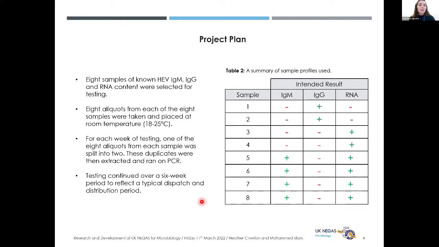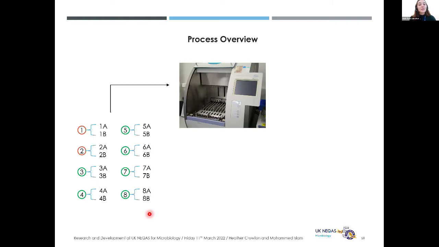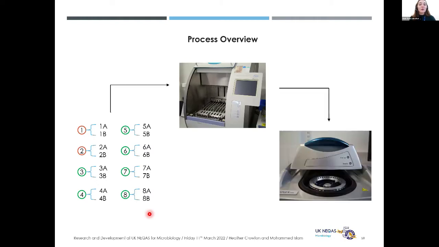So this 6 weeks encompasses the amount of time it takes us to dispense the samples, the amount of time it takes us to pack these samples ready for you, and the amount of time that we provide yourselves to report on the samples. So just to give you a bit of a process overview, we've got 8 samples which we split into 2 duplicates, extracted those, ran them on PCR, and that was completed 6 times.